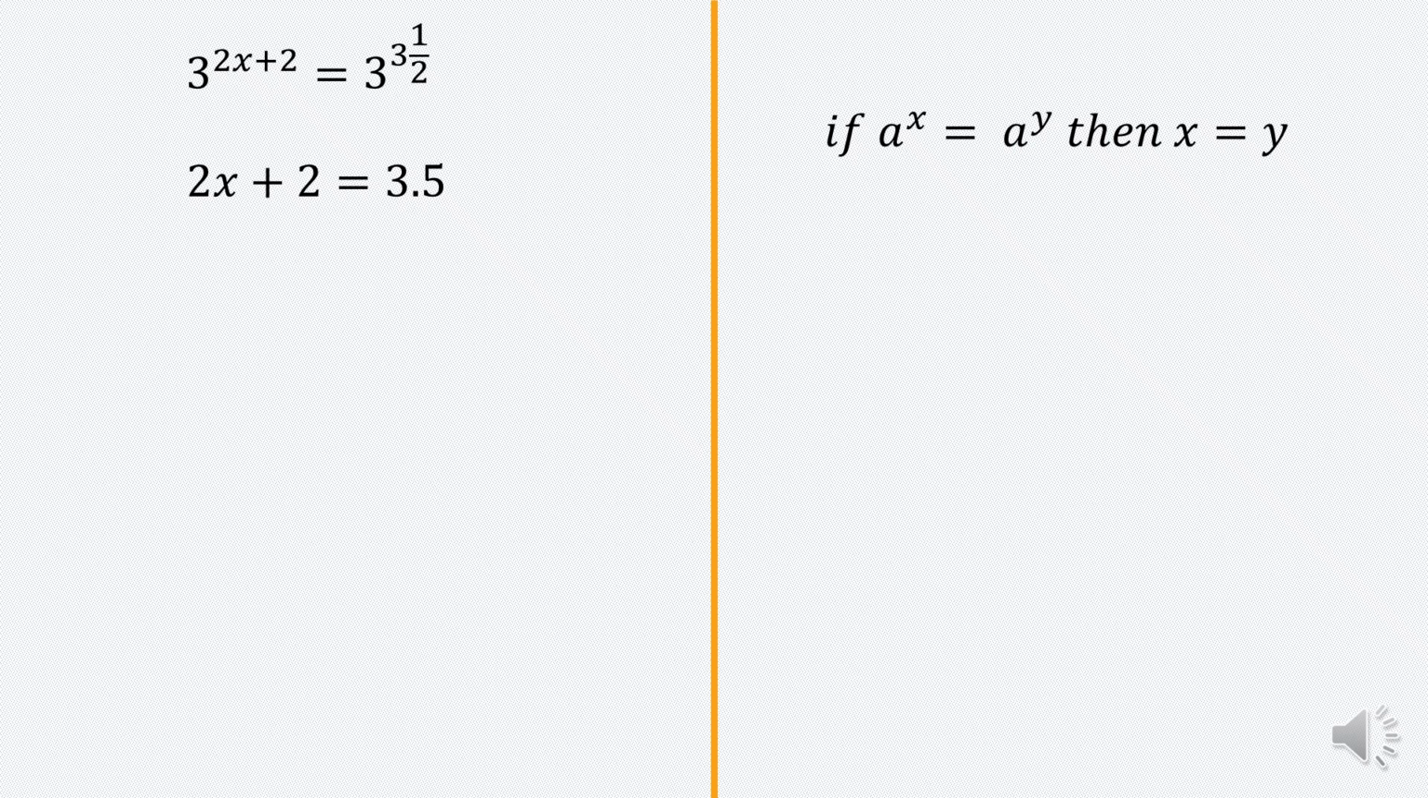So the next thing now, since we have a common base: if a to the power x is equal to a to the power y, then x is equal to y. So since we have a common base, we can equate the exponents and have 2x plus 2 equals 3.5, and have 2x equals 1.5, and x equals 1.5 over 2, which is the same as 3 over 4.